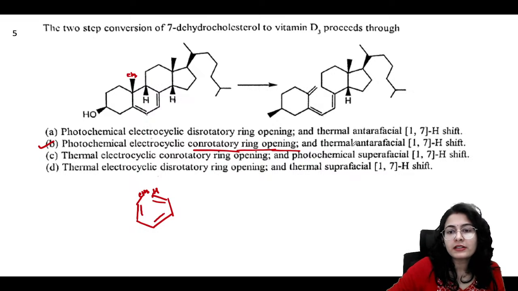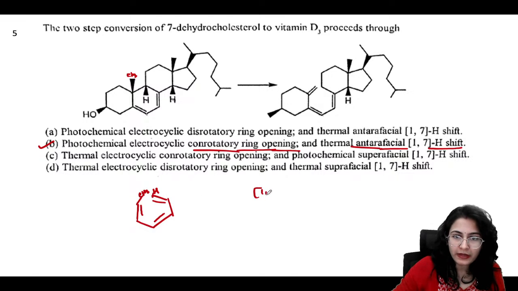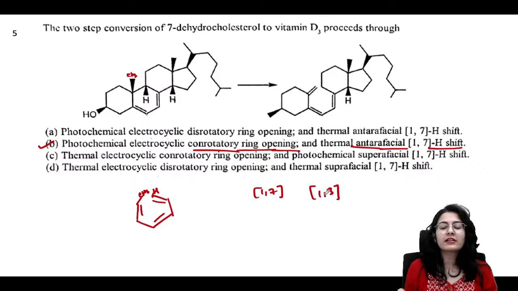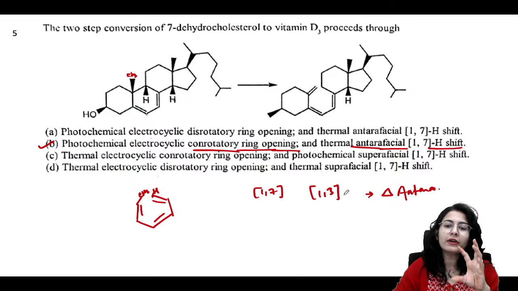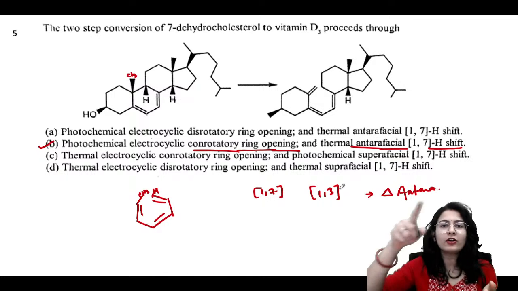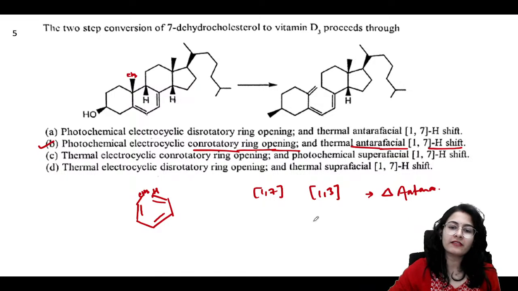Now thermal antarafacial 1,7 hydrogen shift. Do you remember 1,7 and 1,3 were similar, right? In the thermal condition, they are going to be both antarafacial. Just that 1,3 antarafacial is geometrically not possible, like it's not very far away, कि इस hydrogen को या कोई भी एक group को कैसे transfer करवाएंगे, geometrically not feasible, but 1,7 is feasible thermal antarafacially also.